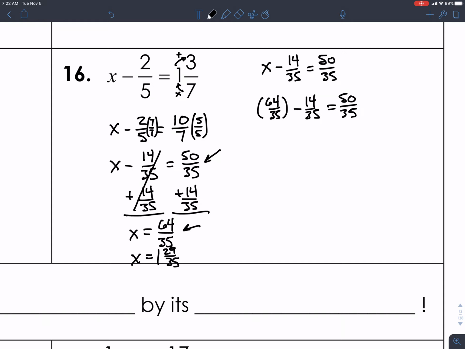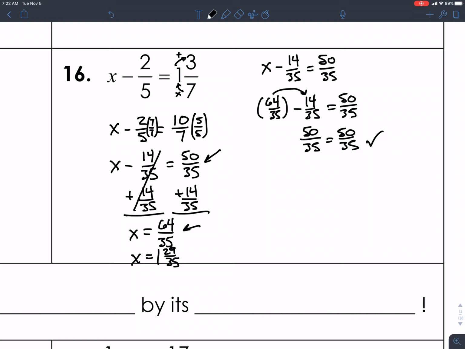And now I can just get rid of those parentheses if I want, or I can just go ahead and do the math. The parentheses are really there to separate things. Sometimes they're there to show multiplication. Sometimes they're just to show, okay, here's something I want to focus on. So let's look at this. We got a common denominator, so it doesn't matter. So 64 minus 14, guess what that is? 50/35 is equal to 50/35.